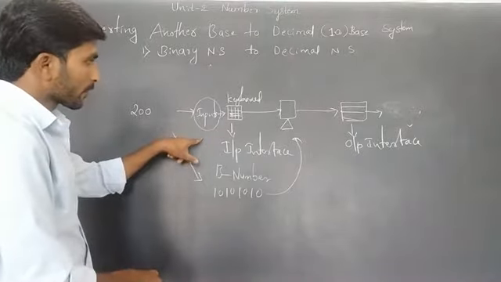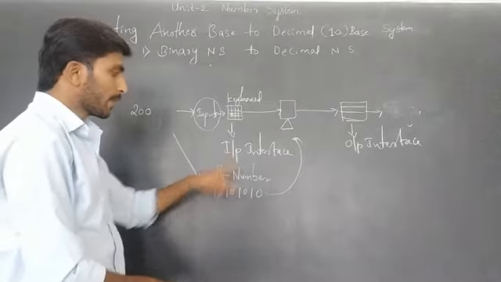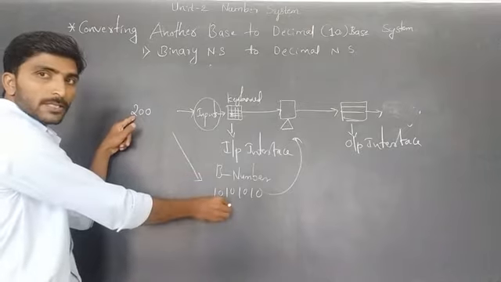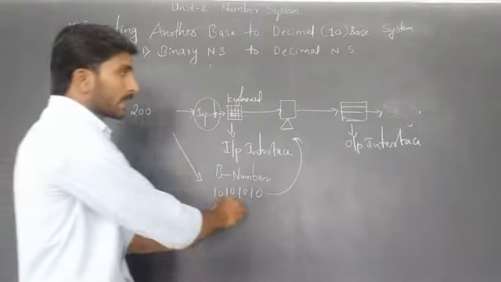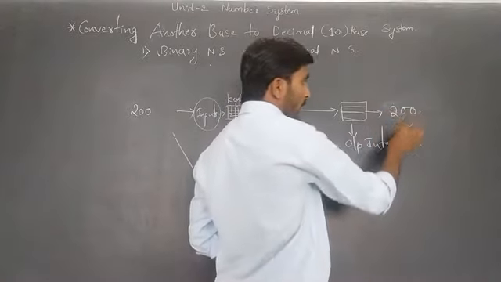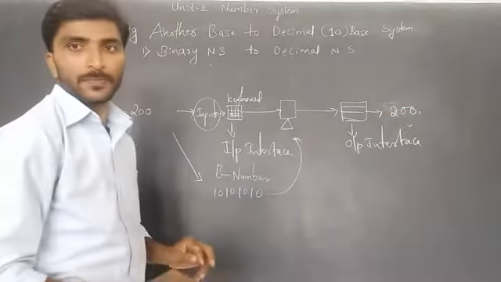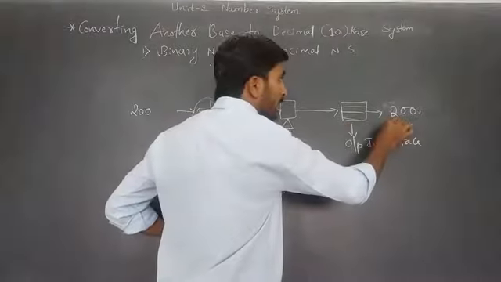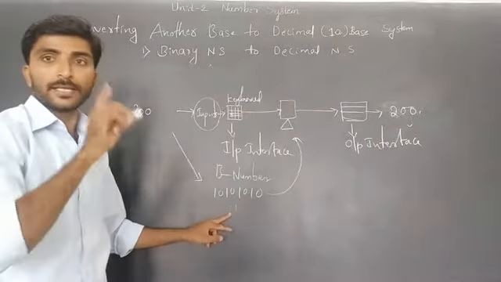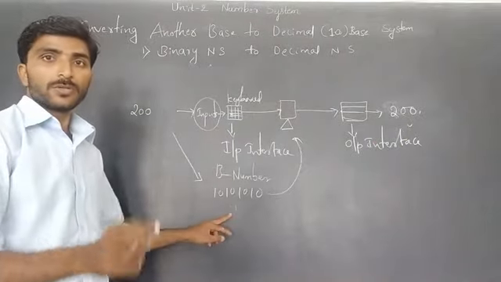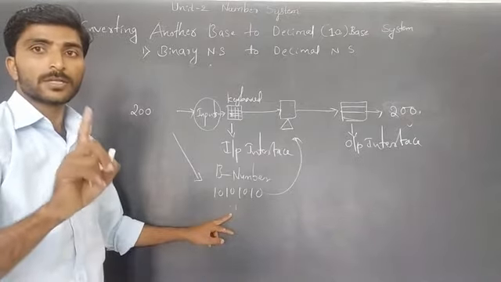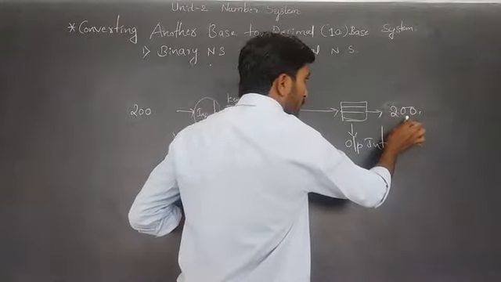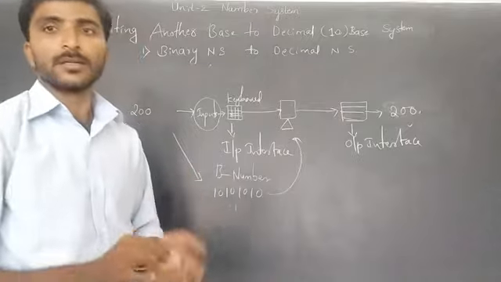After converting using the input interface like this, that is decimal to binary number system. After that, again we need 200 because we only understand this language, the decimal number system. So how do we convert this binary number system to decimal? In this class, we are going to discuss how to convert binary to decimal number system. Let us discuss one by one.